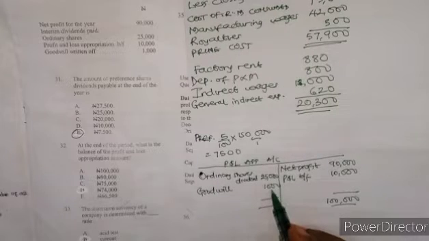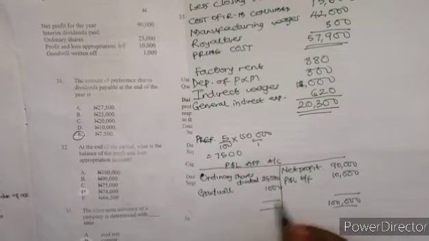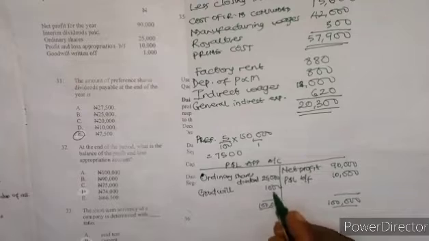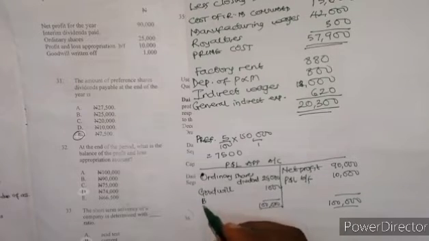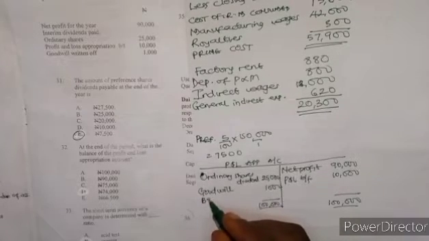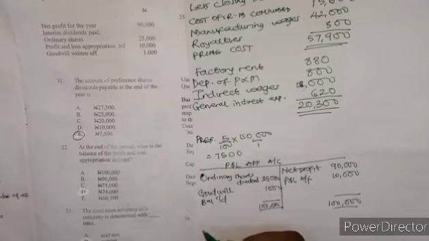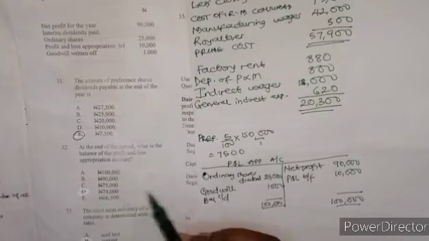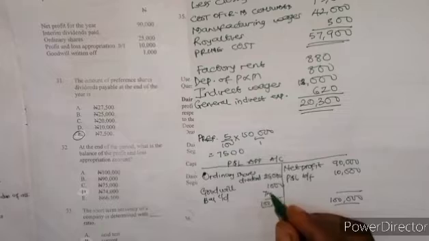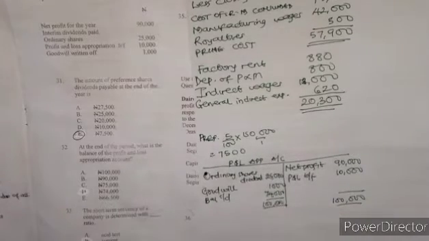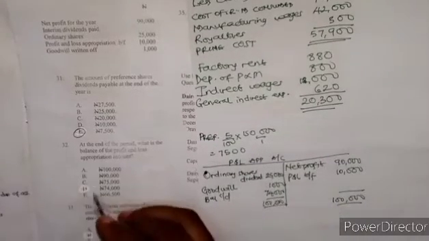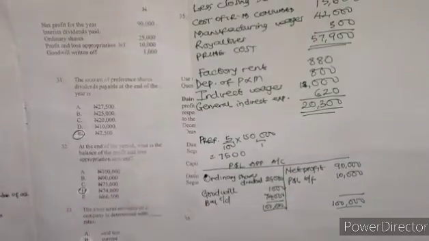So 25,000 plus 1,000 is 26,000. So 100,000 minus 26,000 will give us the balance carried down, which is a retained profit. Okay, and that will give us 74,000. So the answer here is D, 74,000.